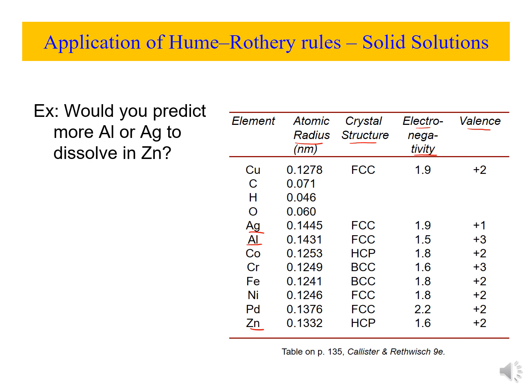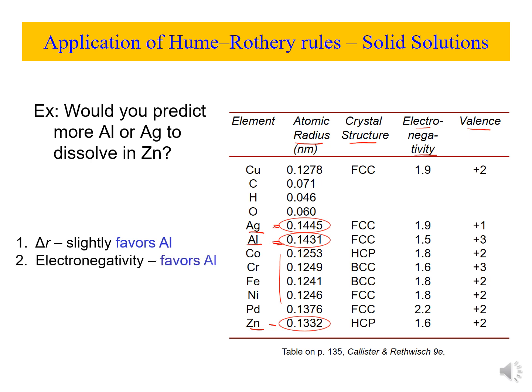First, let's check the atomic radius. Based on the first condition, the difference between atomic radii should be less than 15%, so they should have similar atomic radii. Well, in this case, both aluminum and silver have larger atomic radii than zinc, but aluminum is smaller than silver, so it's closer to zinc, therefore slightly favors aluminum.